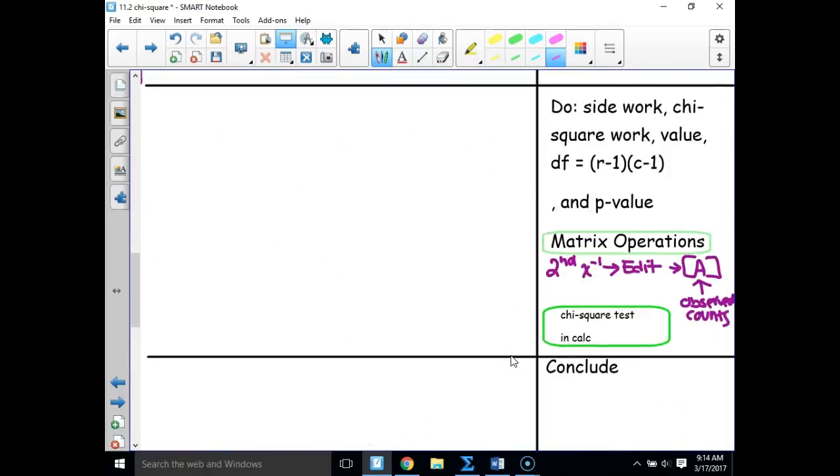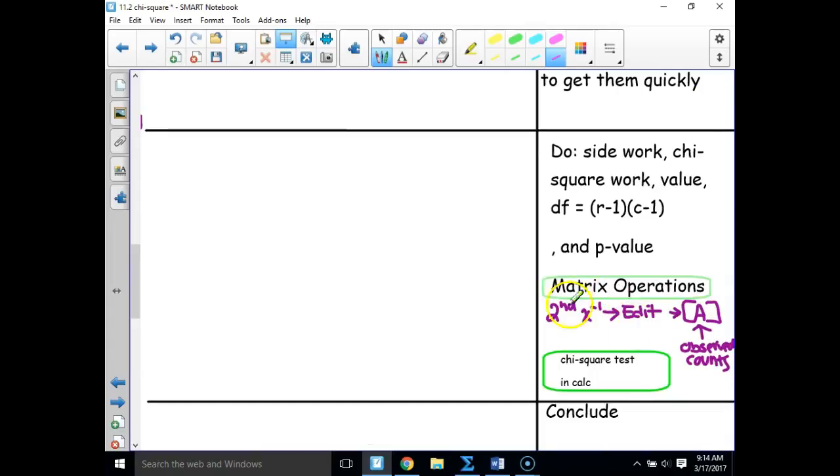In your calculator, after you do the matrix operations, you're going to head to the chi-square test. So go to Stat, arrow over to Tests. When you arrow over to Tests, you scroll down where you see chi-square test. Not goodness of fit test, chi-square test. Hit enter on chi-square test.